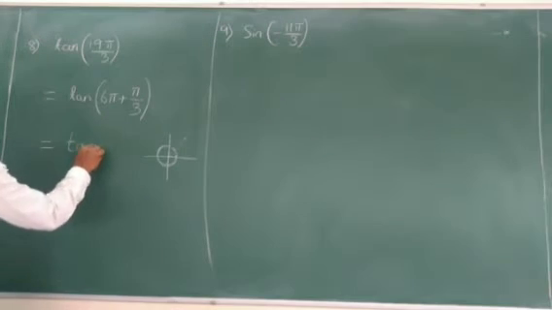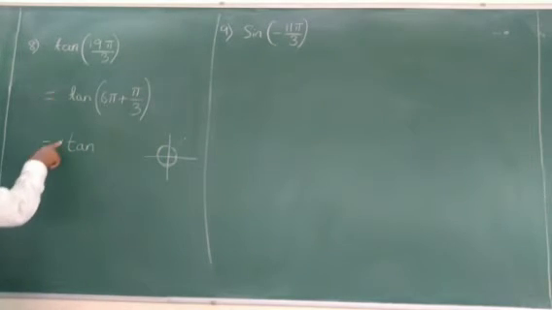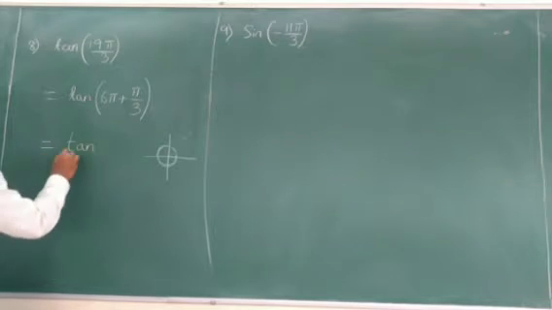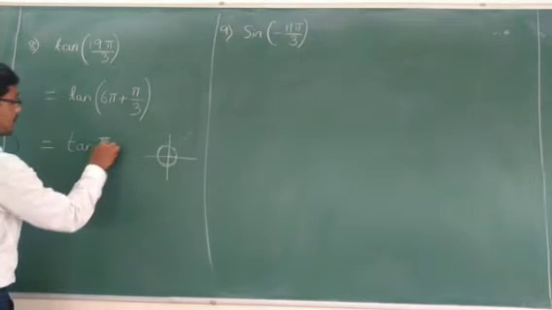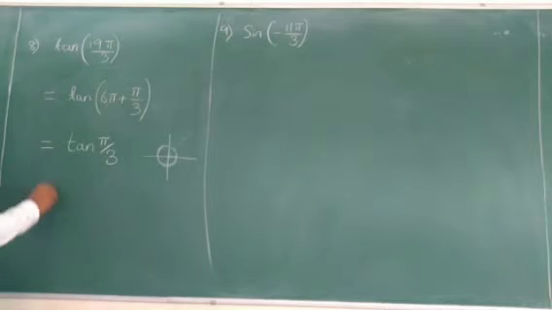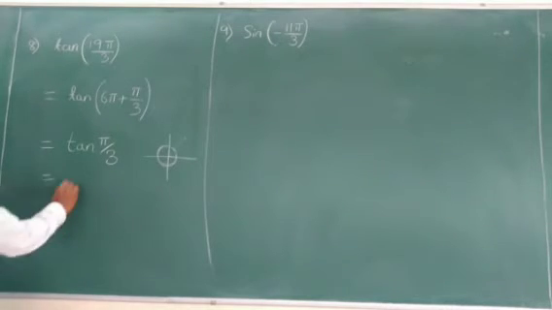And in first quadrant tan is positive. So, we are taking positive sign only. So, it is tan pi by 3. So, what is value of tan pi by 3? That is root 3.